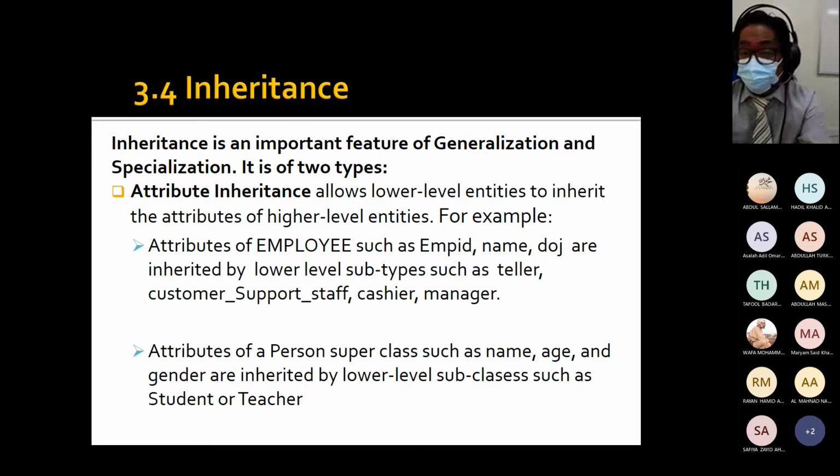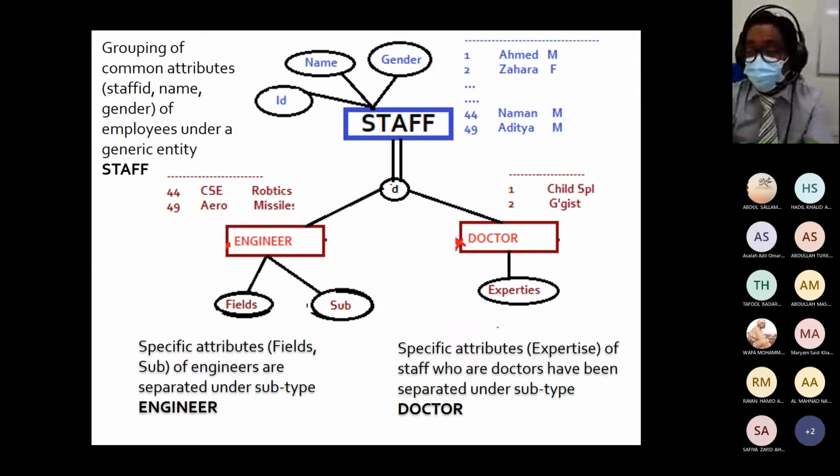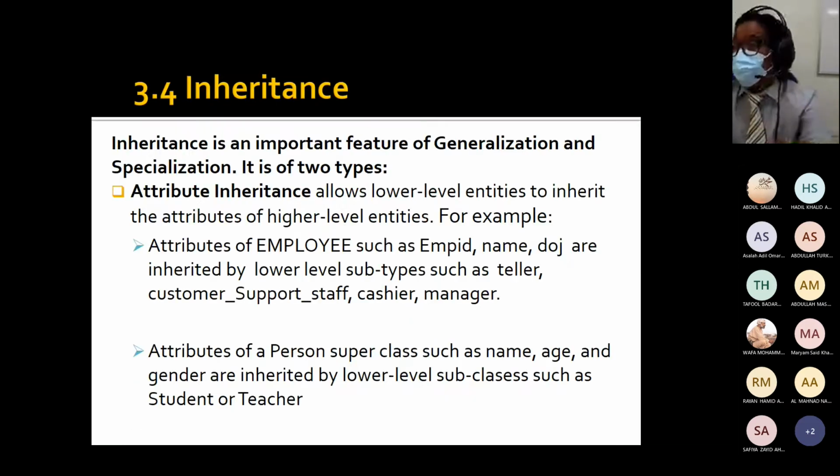Because these two types have a kind of attribute inheritance, where the low level entities will inherit the high level entities. Pretty much straightforward. Again, the low level entities, which are the engineers and doctor, will inherit the higher level entities. That's inheritance in a different word, like an English word.